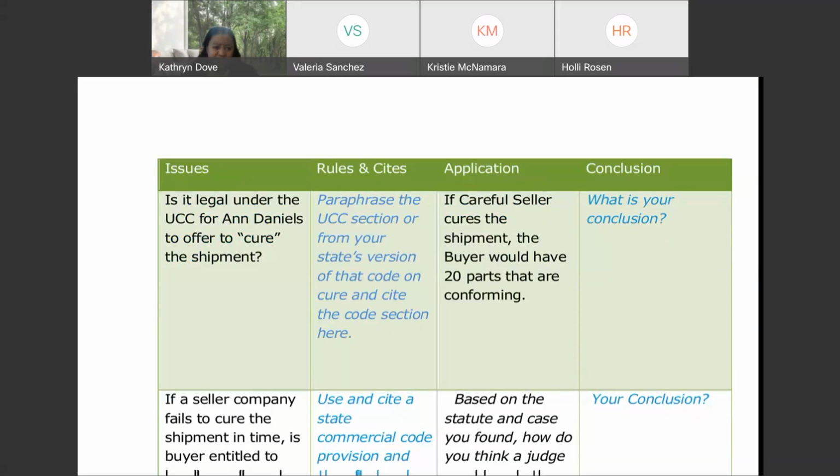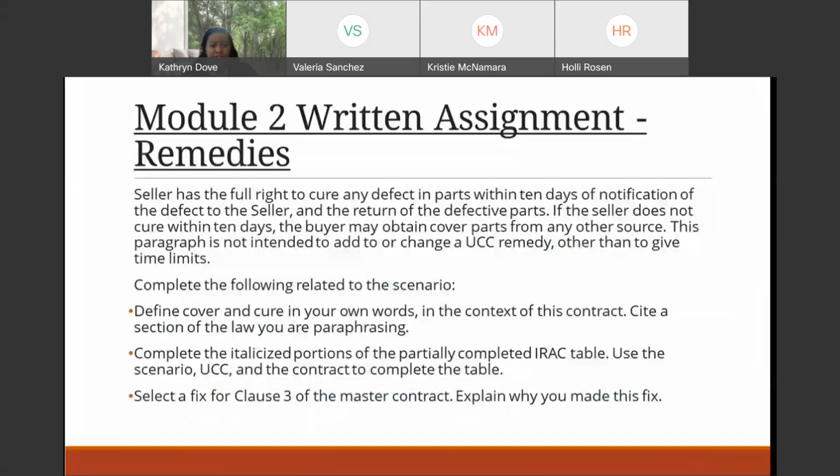You can fill in everything that you need to fill in your IRAC table. The only thing that you can't fill in your IRAC table is define cover and cure in your own words. That needs to be in a separate document. It could be at the bottom or the top of the IRAC table. I have seen some students do that. Make a space at the top of the IRAC table and define cover and cure. And then make a space at the bottom of the IRAC table and fix this clause 3 here of the master contract to make it more clear.